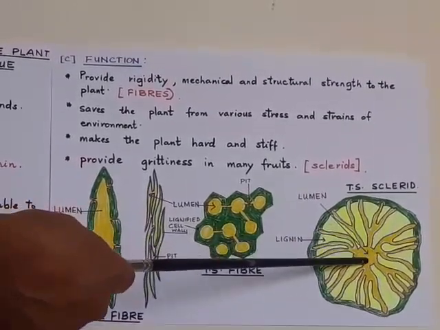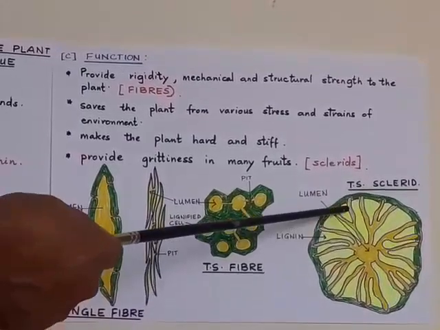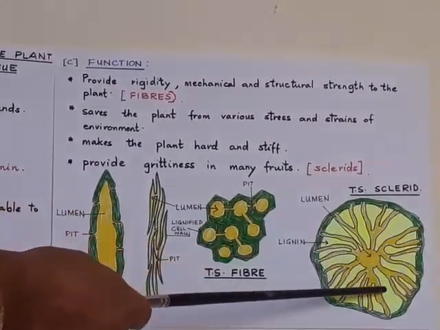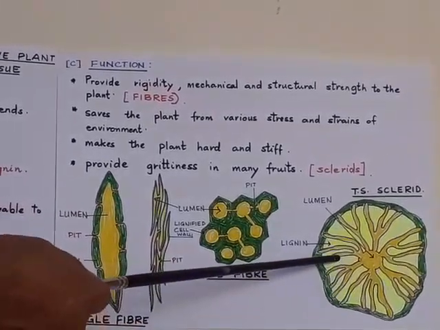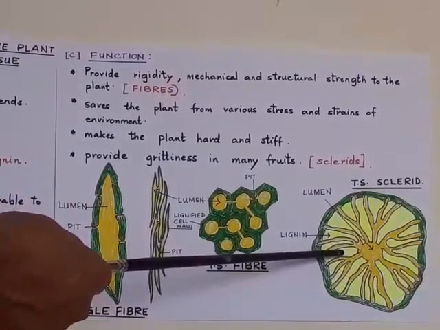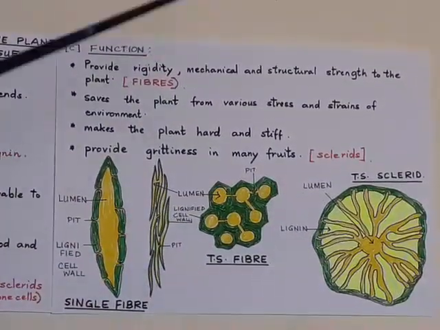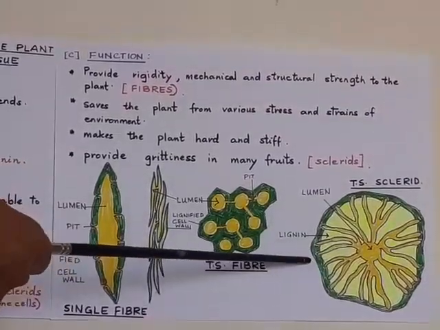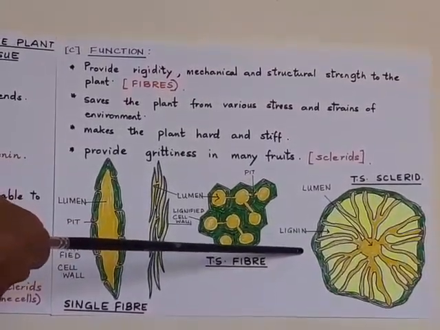Okay, this is the lumen. These light colored parts are the deposition of lignin, which gives it the grittiness in the fruits. Fine. And also the outer part of walnut, the shell of the walnut, is also made up of sclerenchyma tissue.